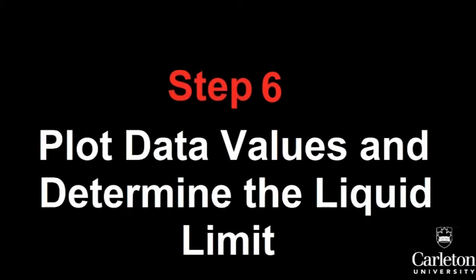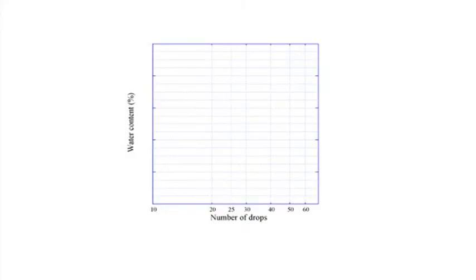As was mentioned before, each successful test corresponds to 1 data value that will help us determine the liquid limit. The data will be plotted on a graph like this. The y-axis is the moisture content. It is on a linear scale and will have a range large enough to contain your lowest and highest moisture contents. The x-axis is the number of drops. It is on a logarithmic scale.